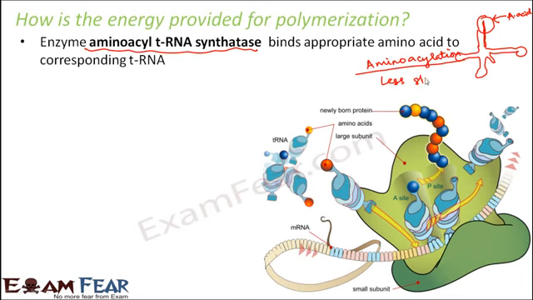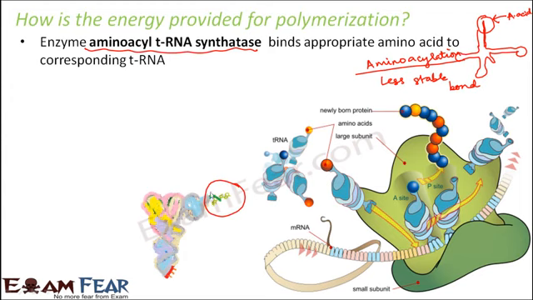Now when a less stable bond is formed, the bond can be easily broken as well. The bond can be easily hydrolyzed. Here you can see the amino acid joins to the tRNA. This bond which is formed is a high energy bond, which has less stability. So a high energy weak bond is formed.